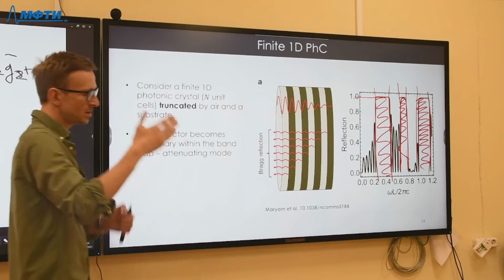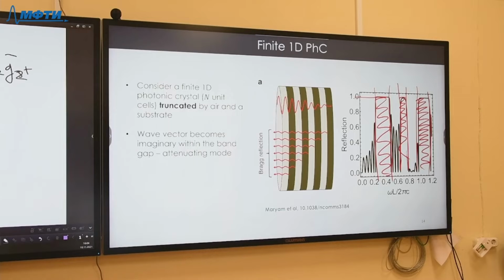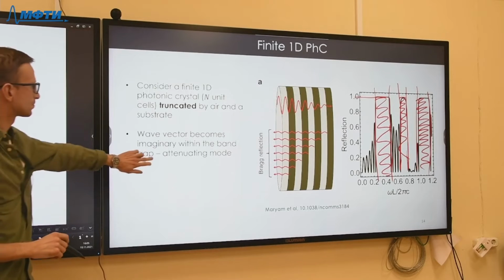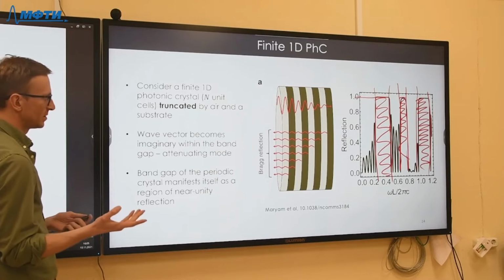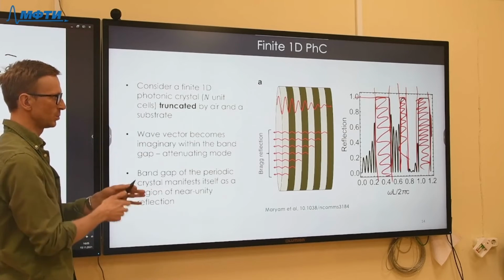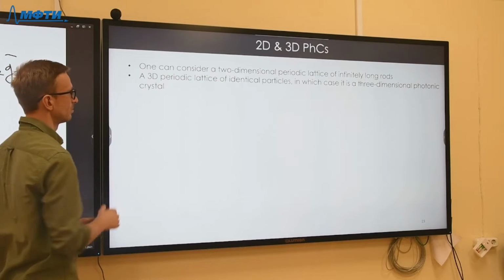And you're going to see these alternations between close to zero reflection and near unity reflection as you vary the frequency of the incident field. So yeah, band gaps of periodic crystals, when we truncate them, manifest as regions of near unity reflection. And this is in accordance with the behavior of a single unit cell, which acts as a Bragg mirror.